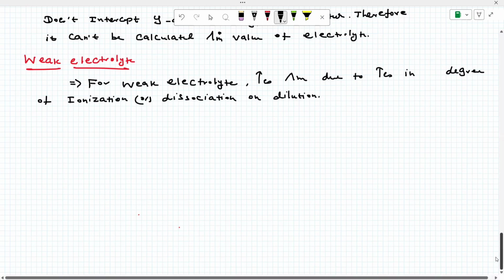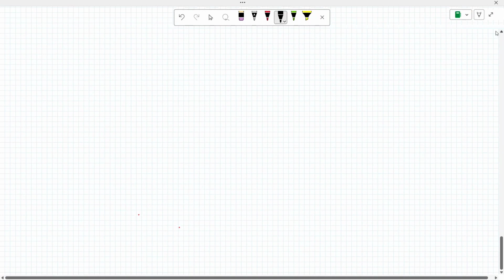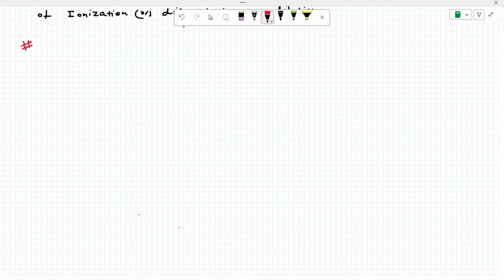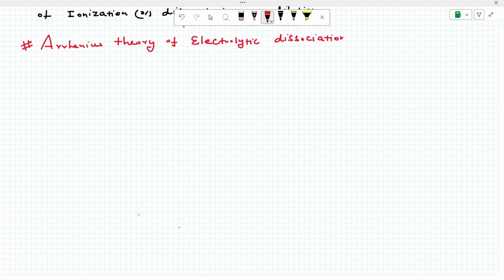Okay, please note the topic: the Arrhenius theory of electrolytic dissociation. Very important topic. This is the Arrhenius theory of electrolytic solution, electrolytic dissociation. Take a weak electrolyte AB in aqueous medium. It undergoes dissociation to form A plus aqueous and B minus aqueous.